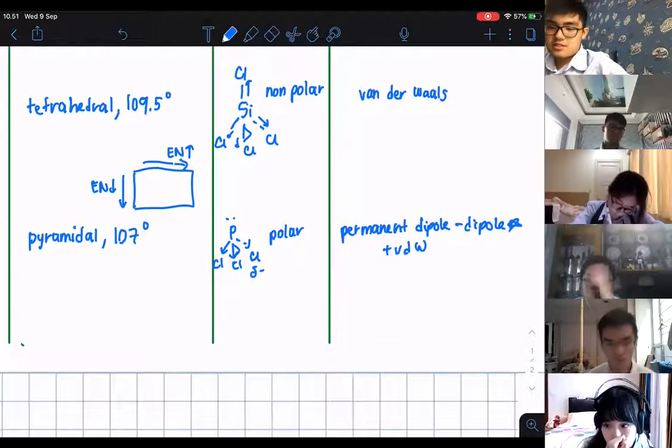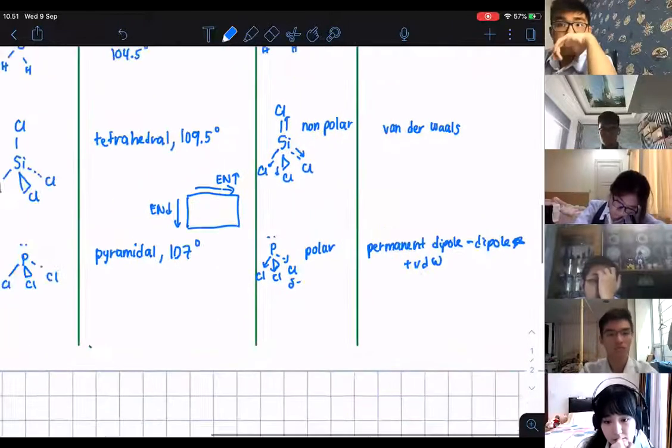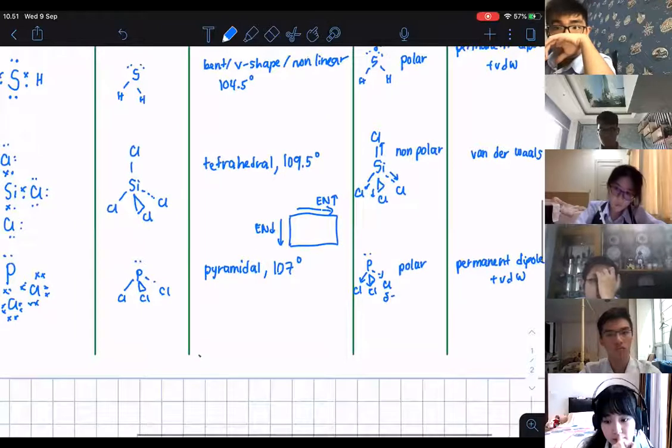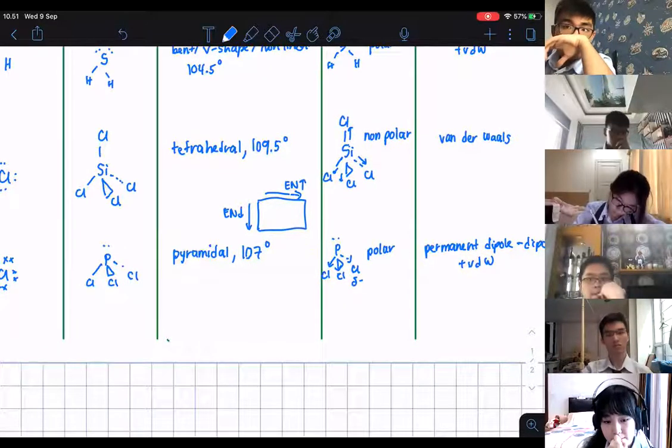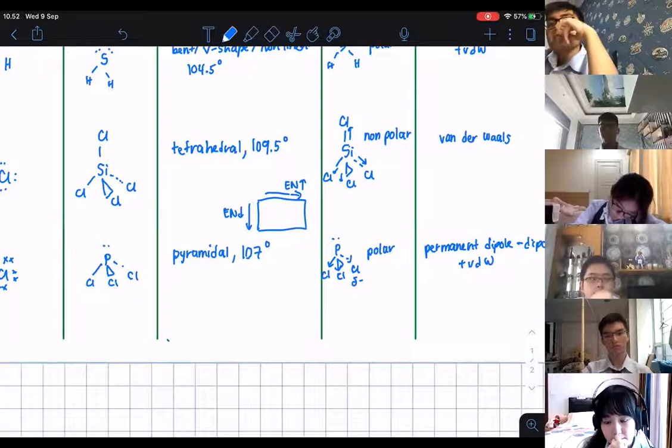Sir, if the chlorine atoms are the ones that are electronegative, but then there's a lone pair of electrons on the phosphorus, won't they cancel each other out? Not fully. They will still cancel, but not fully.